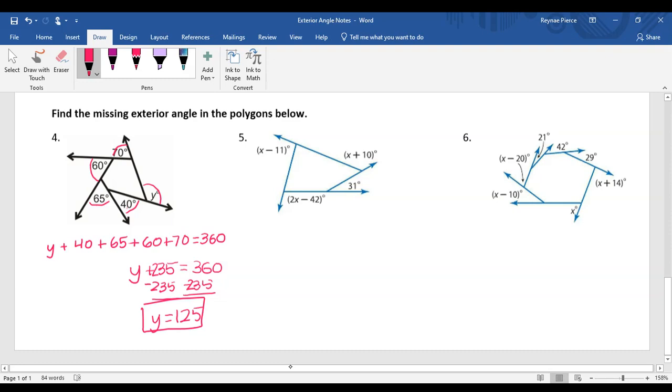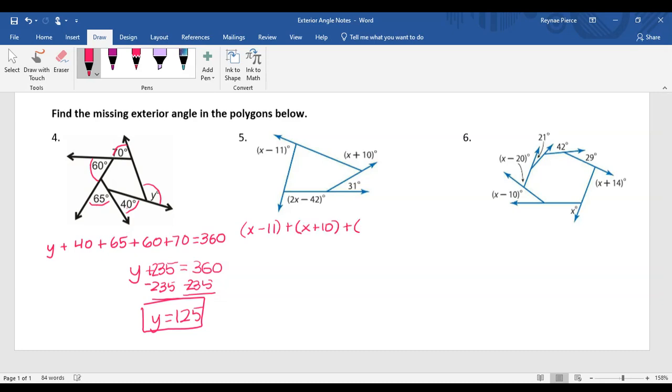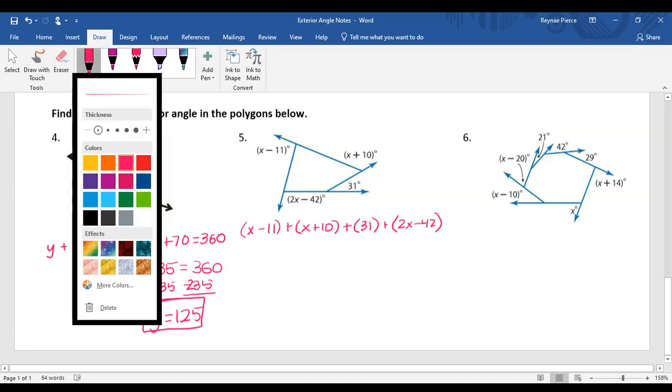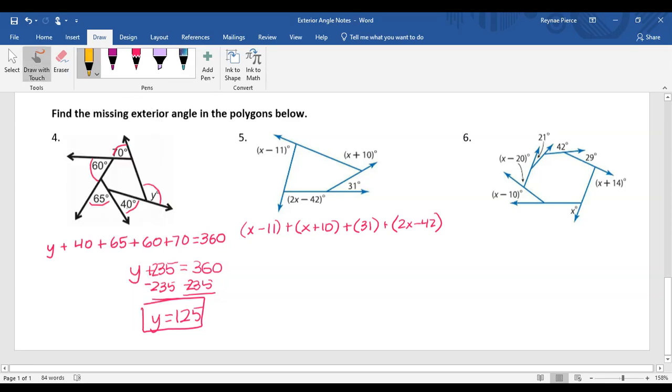This next one is a quadrilateral, but again, it doesn't matter how many sides. So I'm just going to add all of my angles together. One of them is x minus 11. Another is x plus 10. Another is 31 degrees. And then we've got 2x minus 42. Here, I do need to combine my like terms. So I've got 1, 2, 3, 4 x's total.